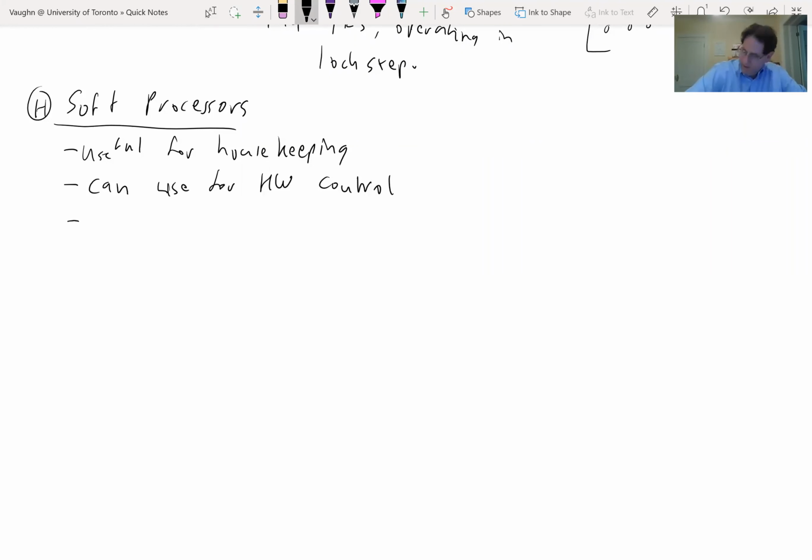Where we probably don't want to use it is for the heavy lifting, where we're basically doing most of our computation, okay? And the reason is there are two levels of programmability.